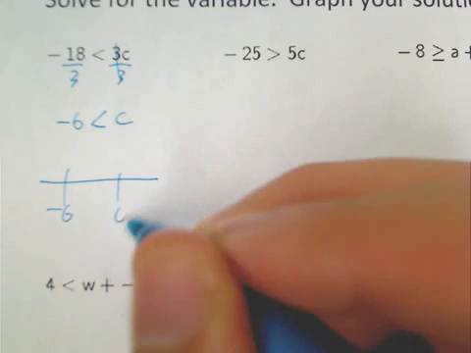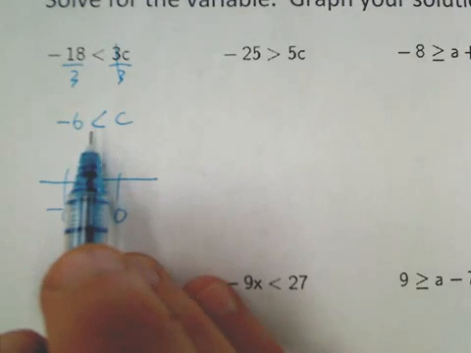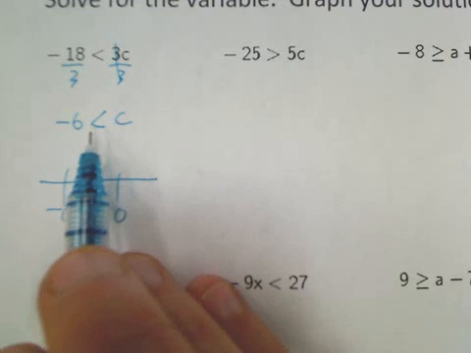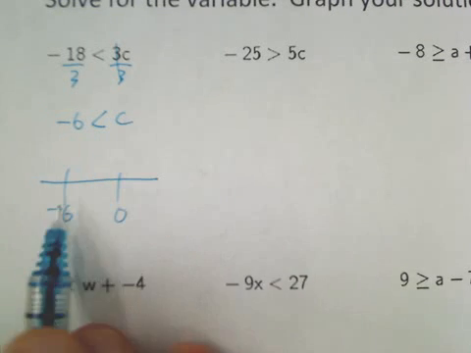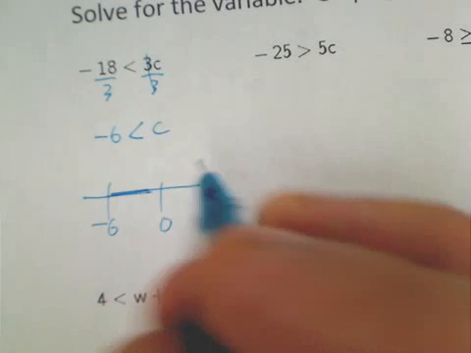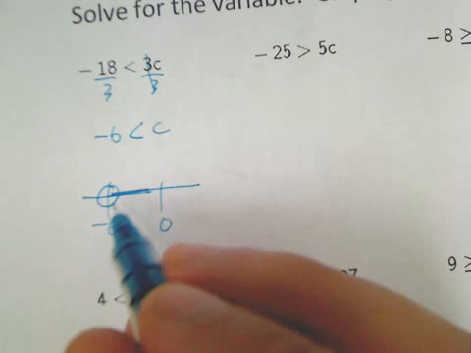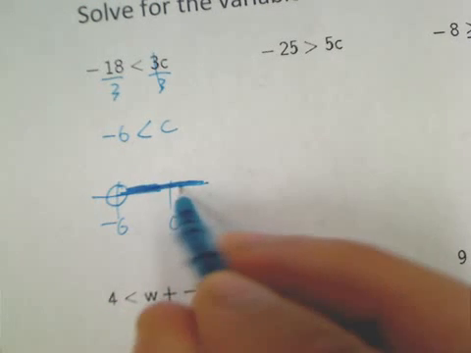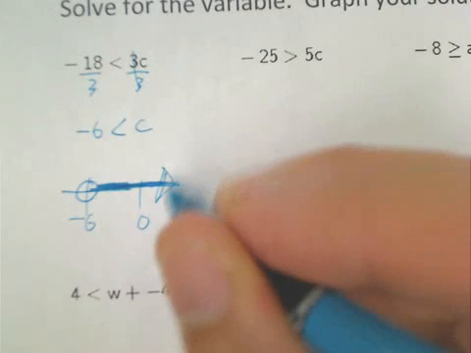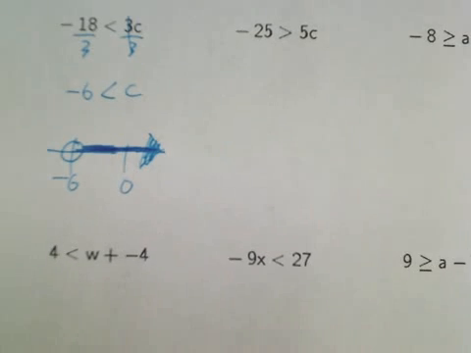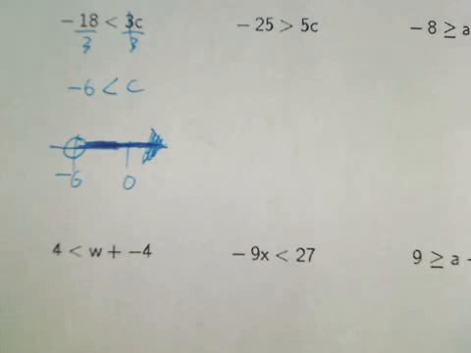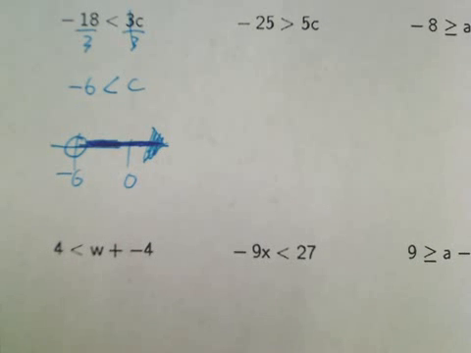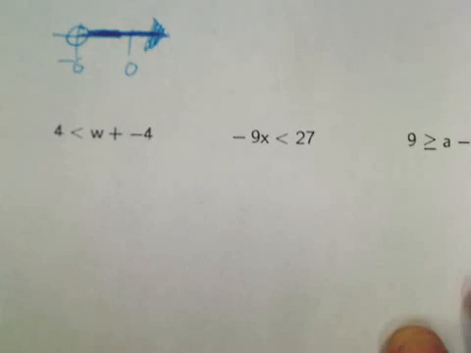Okay, negative 6 and 0. Negative 6 is less than 0. So shade toward negative 6. Whoops, an open circle there. Be sure your open circle is really clear. If I can't clearly see whether your circle is open or closed, then I'm not going to give you credit for doing it correctly. I need to clearly see if that is an open or closed circle. Okay, let's scooch this up.